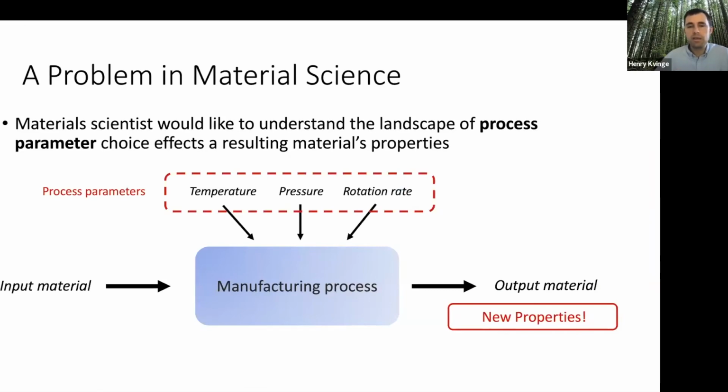So the problem then is you have this manufacturing process. It takes input material over here and puts output material over here. You're hoping that the output material has some new amazing property, it's much stronger, lighter, etc. And in order to achieve that, the material scientist has to choose a bunch of what they call process parameters. So these might be the temperature that the material experiences during manufacturing, maybe the pressure, maybe the rotation rate, etc.